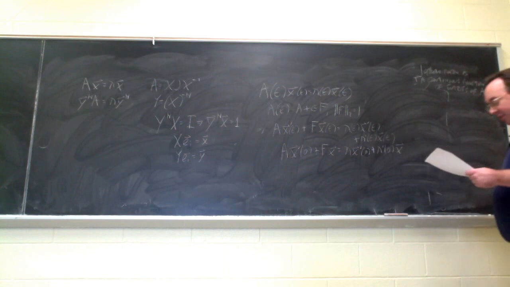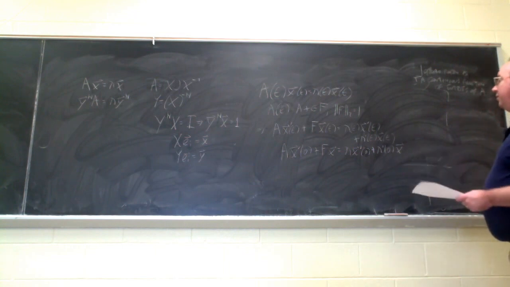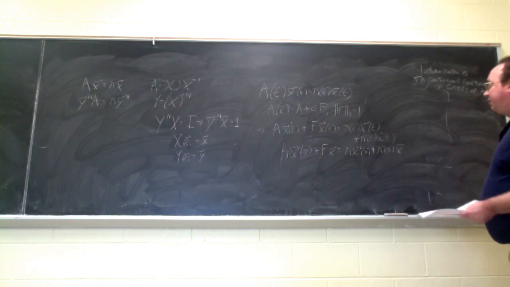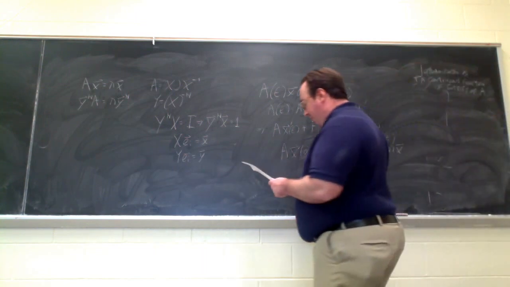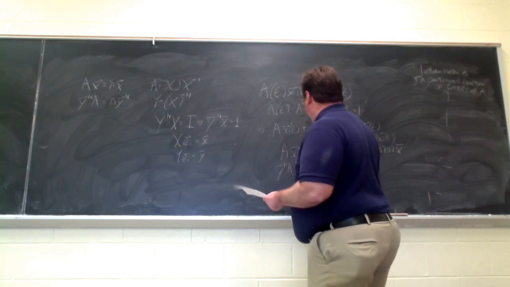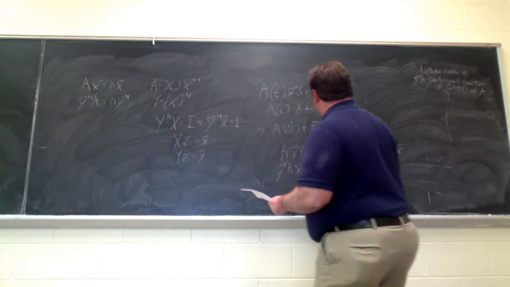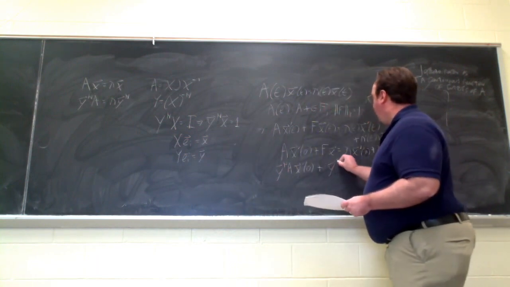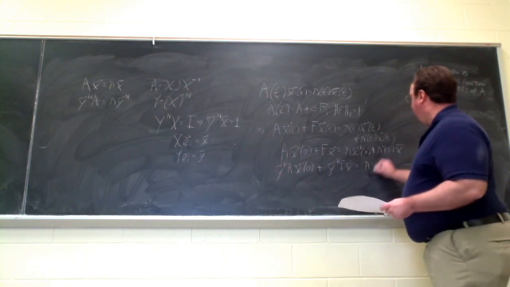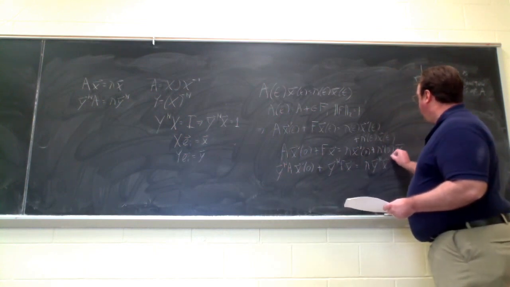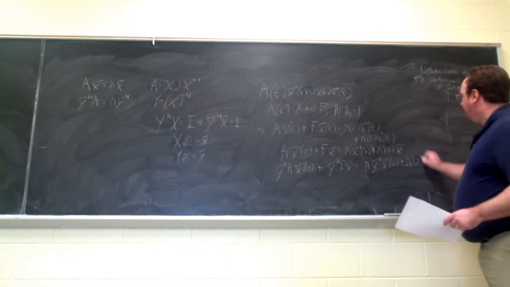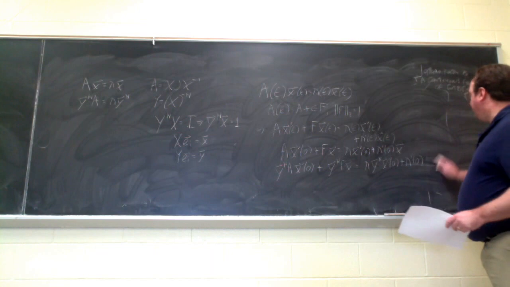Okay, not much further to go. Then what I'm going to do is take the inner product of both sides with my vector y. So y transpose A x prime plus y transpose F x is equal to lambda y transpose x prime plus lambda prime y transpose x, which is 1.